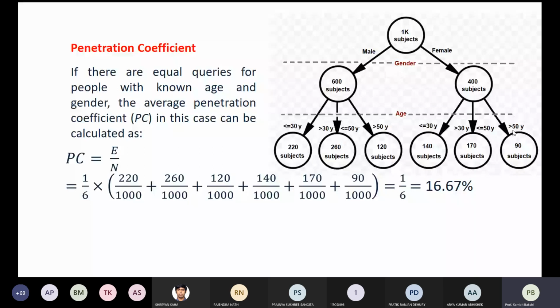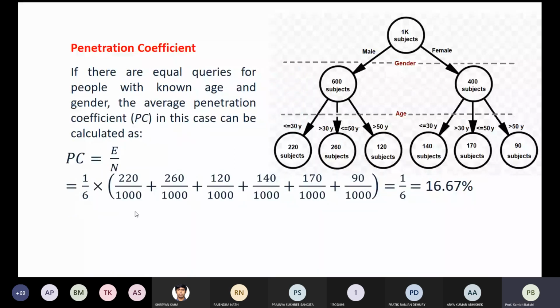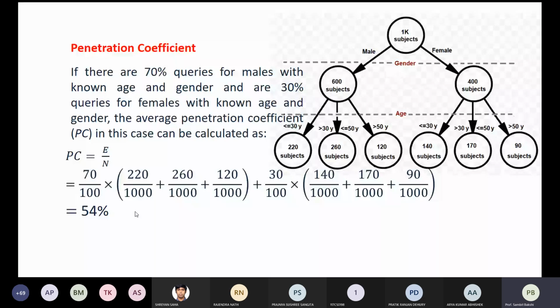So if the question says that 70% of the queries are male and 30% of the queries are female, then what is the average penetration? Of course, whatever is here, you multiply those fractions by 70 by 100. Whatever is on the right side, you multiply those fractions by 30 by 100, isn't it? So you see, the penetration coefficient is dependent on the rate of queries in different subsets, isn't it? Can you realize that?